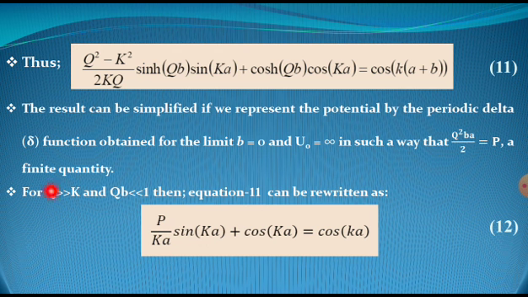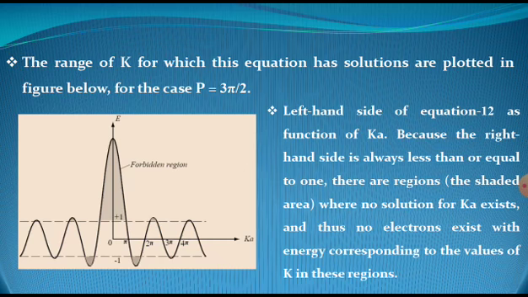Now here we will take some assumptions: that the value of q is much greater than that of K, and the product qb is much smaller than 1. So equation 11 can be rewritten as P upon Ka sin Ka plus cos Ka is equal to cos ka. So here this factor has been denoted as capital P.